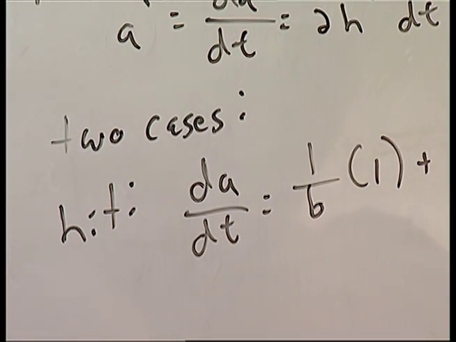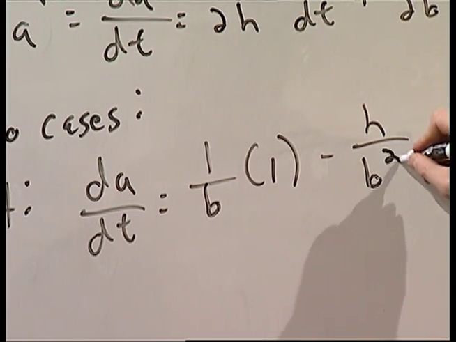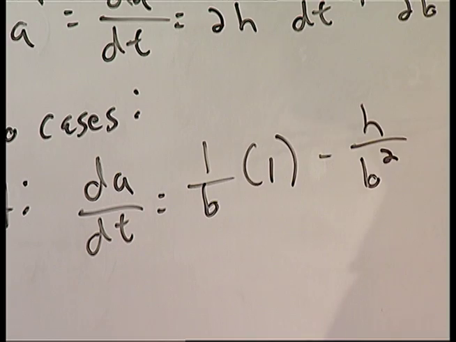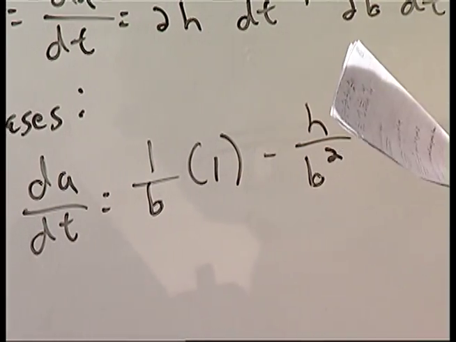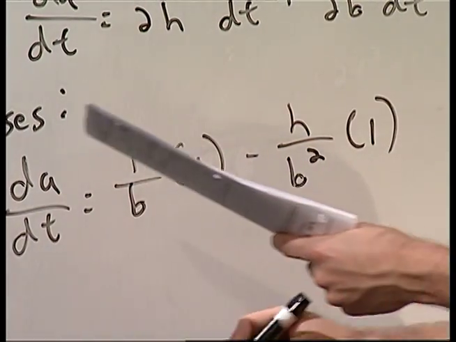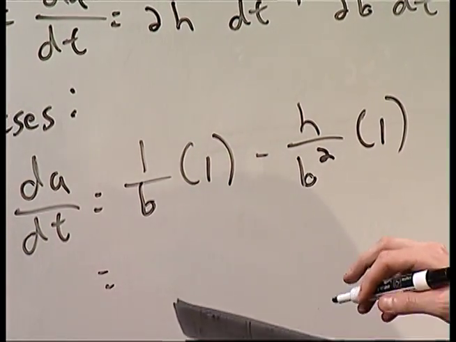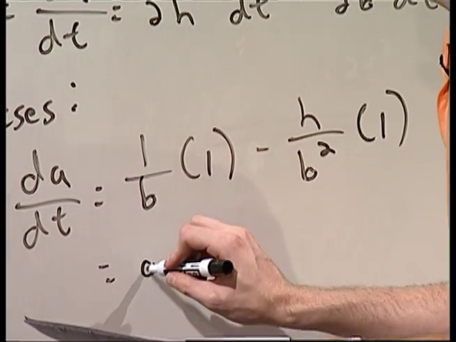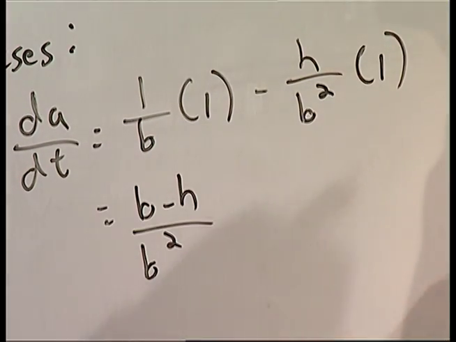Partial A partial B is a constant times B to the negative 1, so that's actually minus H over B squared, and dB/dt is also 1 there. If you get a common denominator, it ends up being B minus H over B squared. That's if you get a hit. This is how things will change.